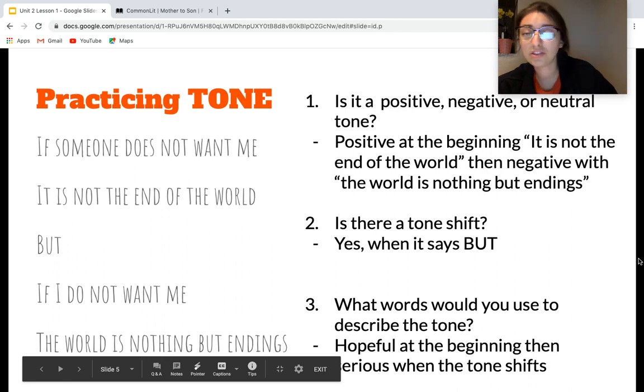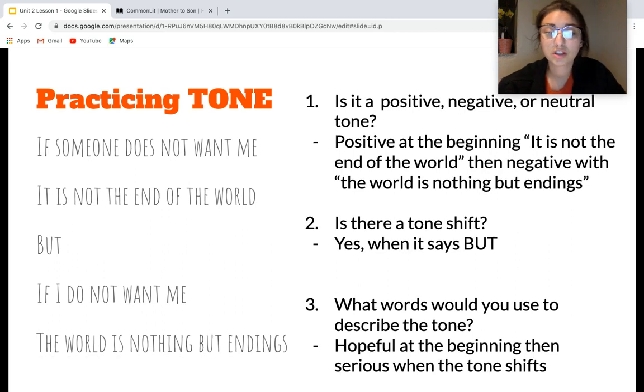Okay. And then the third one, what words would you use to describe the tone? It's really like this hopeful tone at the beginning. Like, I'm hopeful that even if somebody doesn't want me, it's not the end of the world. I'm okay with me, and that's what matters. But then at the end, it's almost like serious, where it says, if I do not want me, the world is nothing but endings. I wouldn't necessarily describe this as sad. They're not sad about it here, but they're saying this very seriously. If I do not want me, the world's nothing but endings.